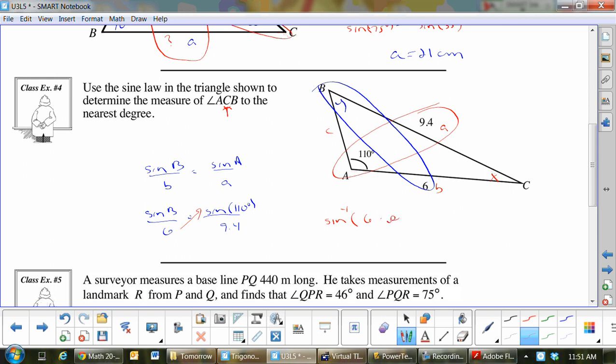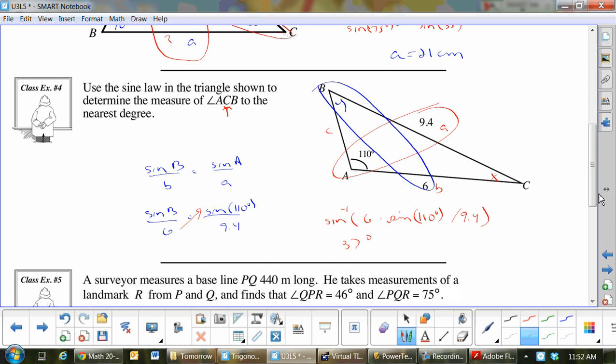So you're going to do this: 6 times sine 110 degrees. Make sure you always shut your bracket after that, divided by 9.4. Those two are still multiplying and then dividing by the 9.4, but I need to inverse sine all of that first, or I'm not going to get the right answer, because when finding an angle, you always have to do inverse sine. So what do you get? You get 37 degrees.